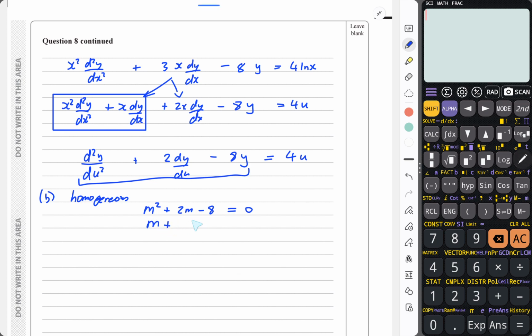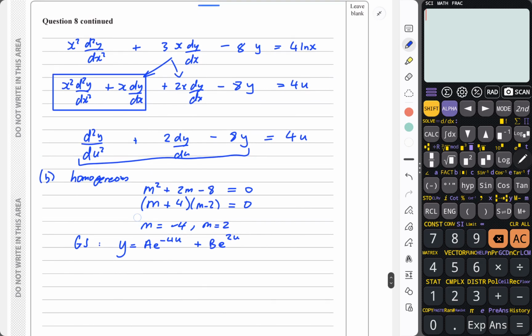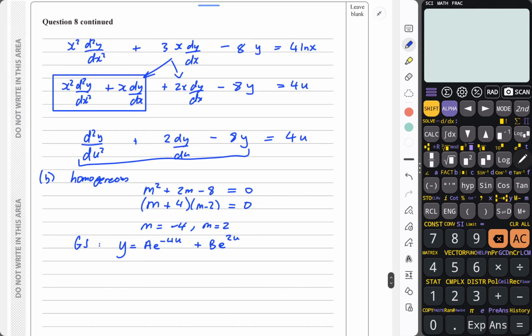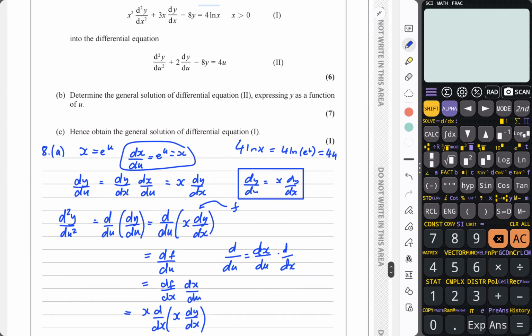And then we're going to need to write this in brackets. So m plus 4, m minus 2. So our values for m: m is equal to minus 4 or plus 2. So then our general solution becomes y is equal to Ae to the minus 4u plus Be to the 2u. And we can't find the values of the constants because we're not given any conditions.